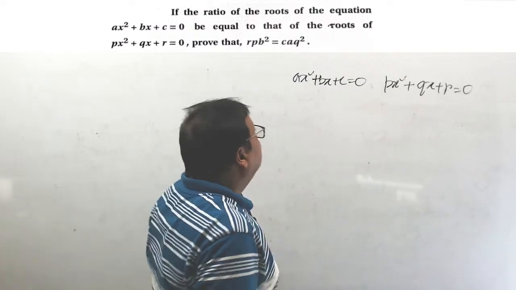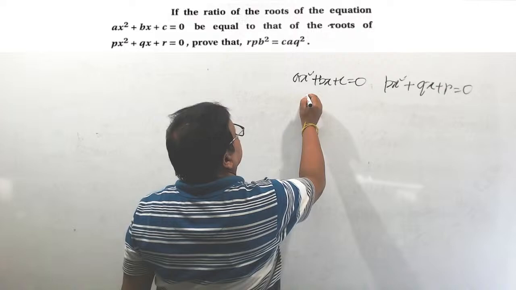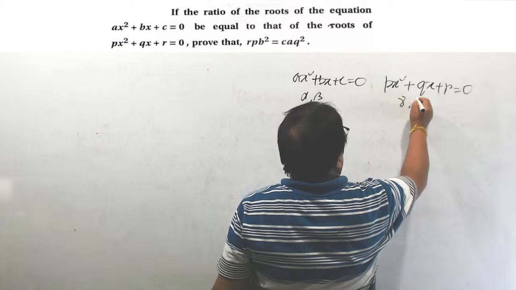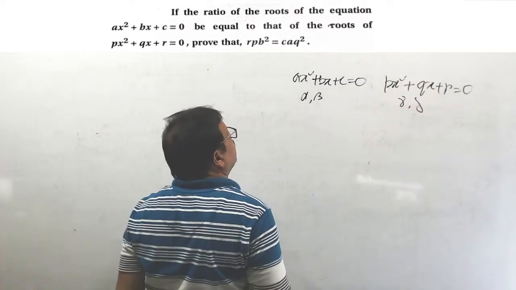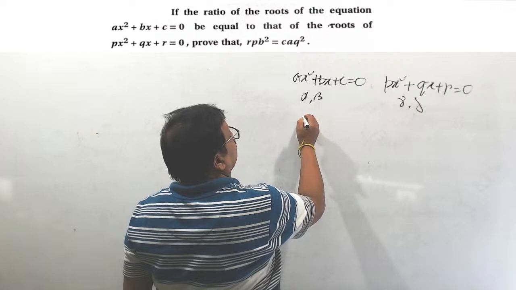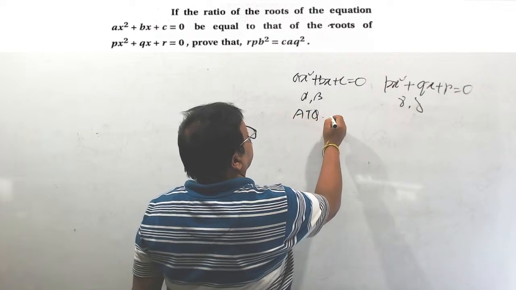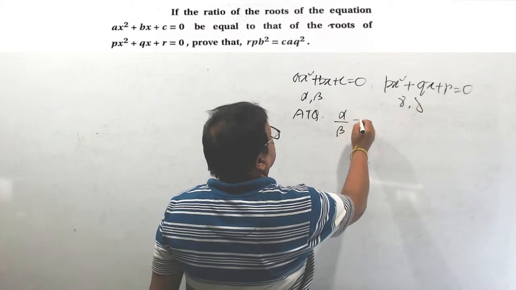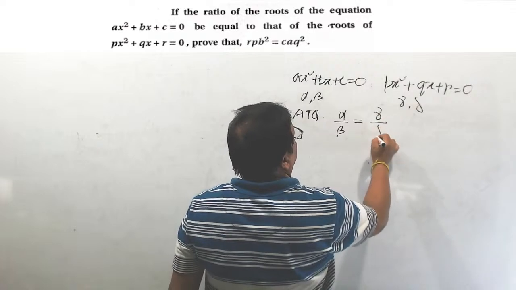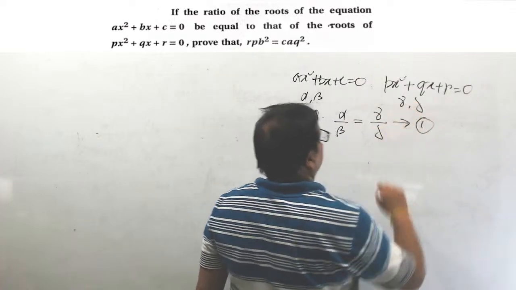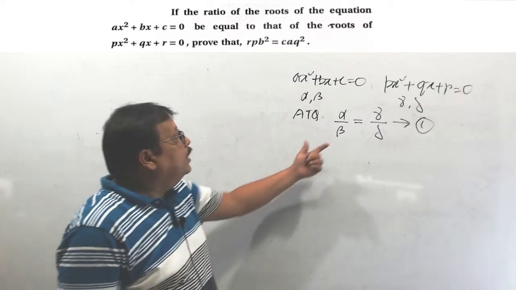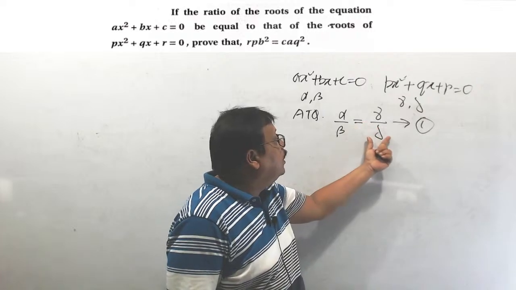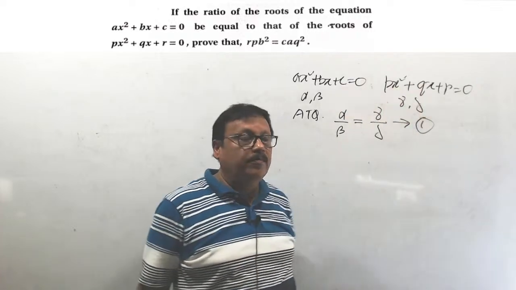That means if the roots of this equation are alpha and beta, and of the other are gamma and delta, then according to the question, alpha by beta is equal to gamma by delta. Call this equation number 1. Understood? The ratio of the roots of this equation is equal to the ratio of the roots of the other equation.